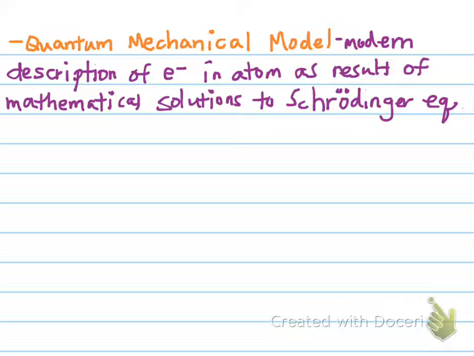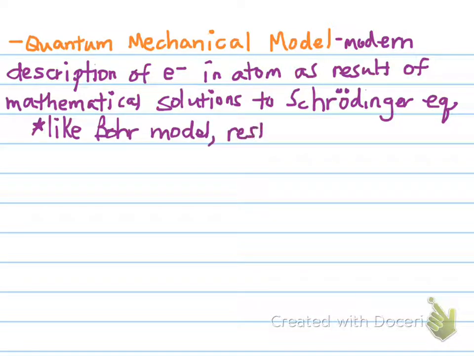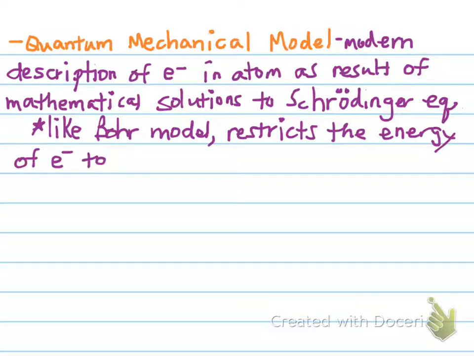Okay, so this is the current model of the atom. Now, it has some things in common with the Bohr model. The Bohr model restricts the energy of the electron to certain values.